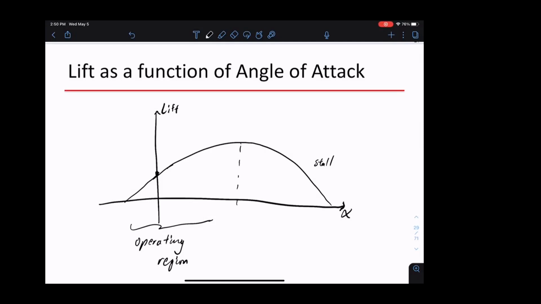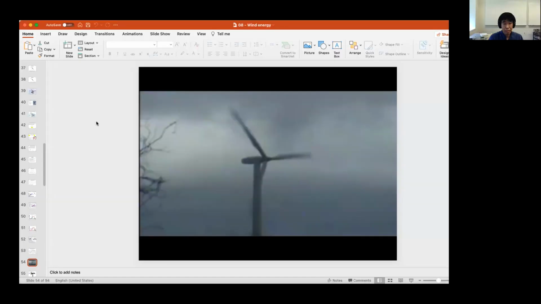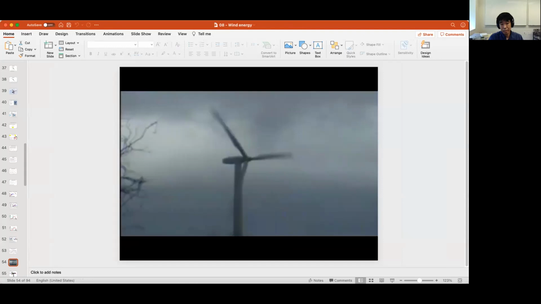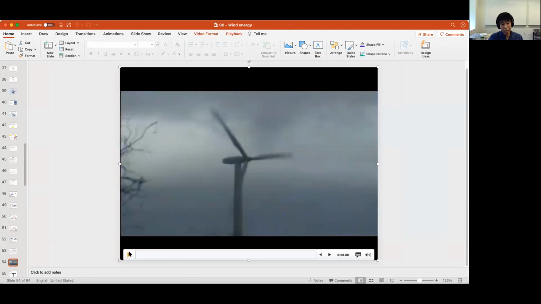Any other questions about this? Let's see if I can find an example to show you guys. Can you guys see my screen? Yeah, we can see it. All right, so this is what happens when you have too much lift.